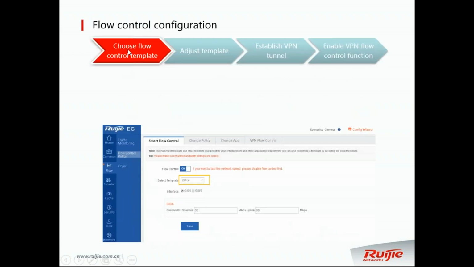Okay, so first choose the flow control template. It's under the column called flow control policy. And in this part, you just enable the flow control from off to on. Then you select the template. For example, in this scenario, this is a normal enterprise, so we just choose office.